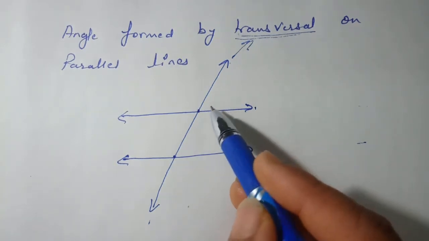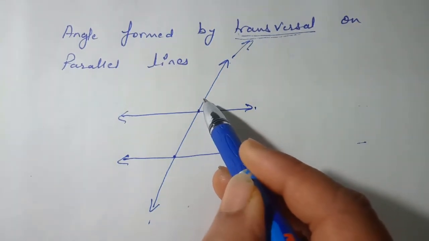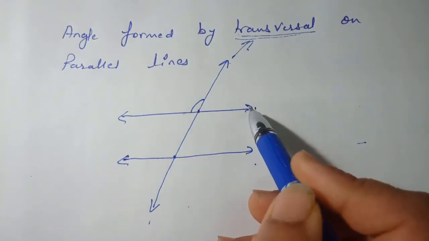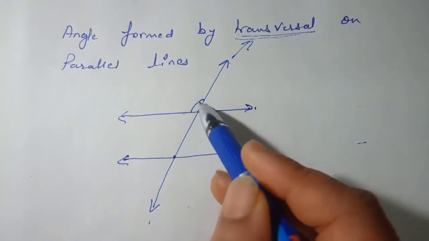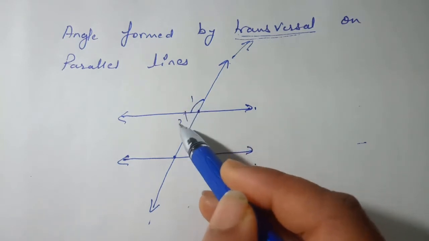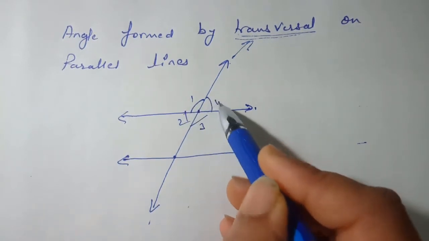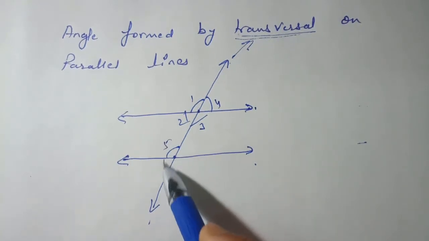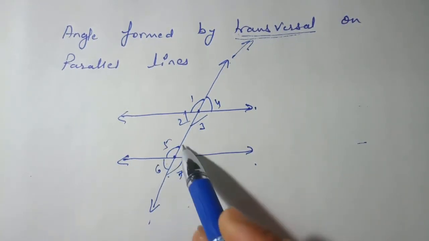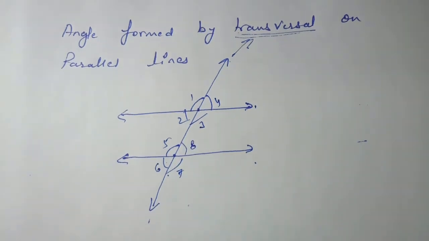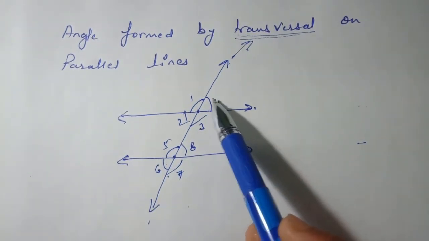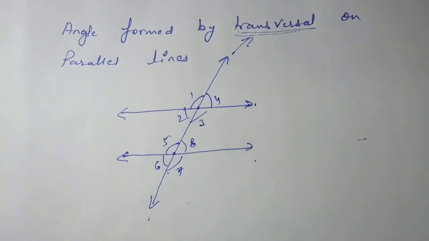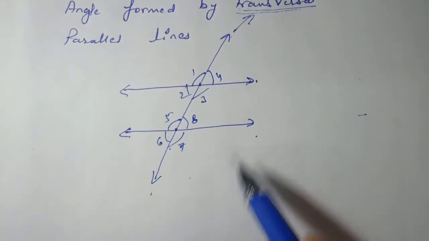So if you look, there are many angles formed by this transversal. On the first parallel line, how many angles does it have? 1, 2, 3 and 4. And on the next one also 4 angles are there, 5, 6, 7 and 8. Now we have the 8 angles. So I am going to identify some pairs of angles for you. Number first.